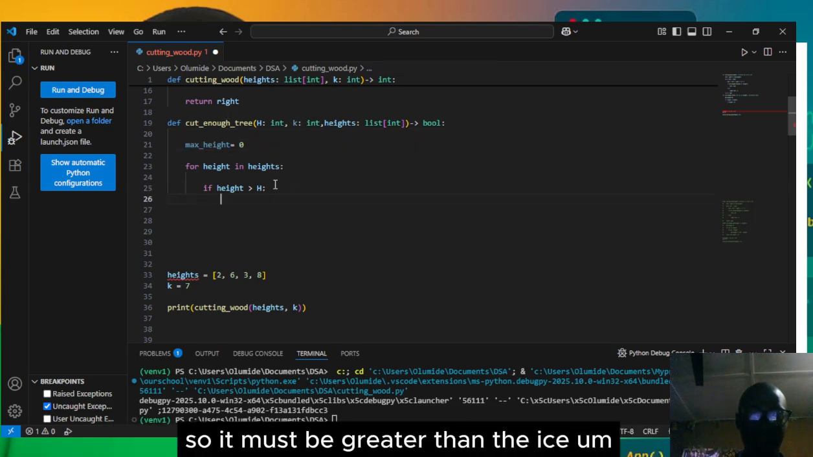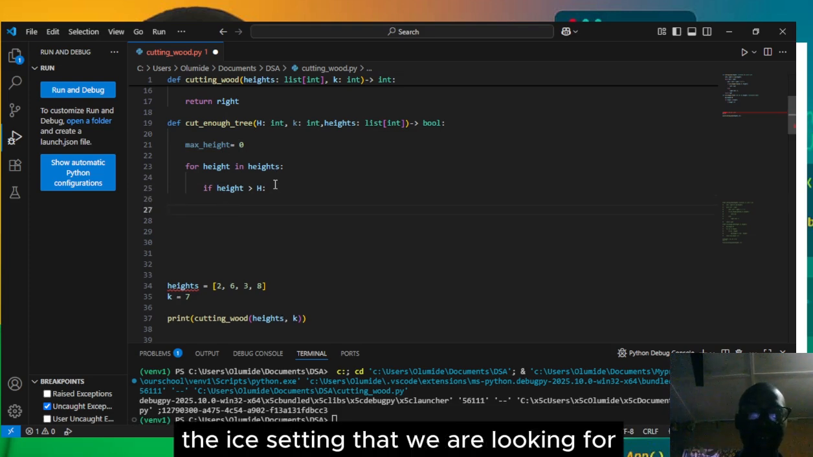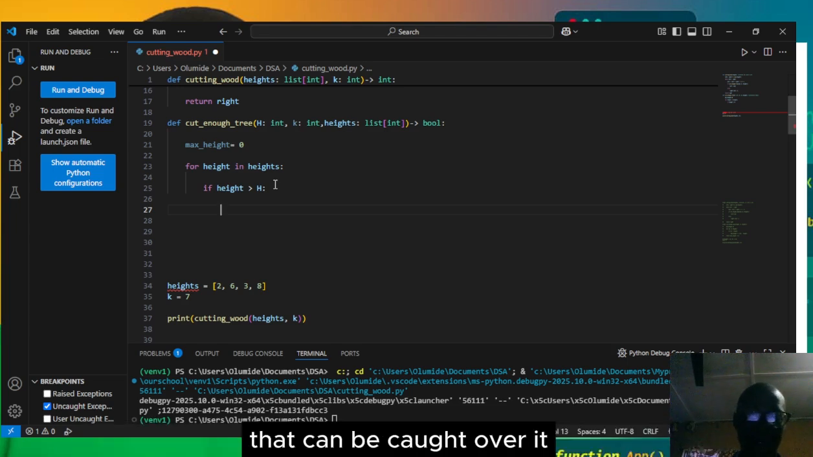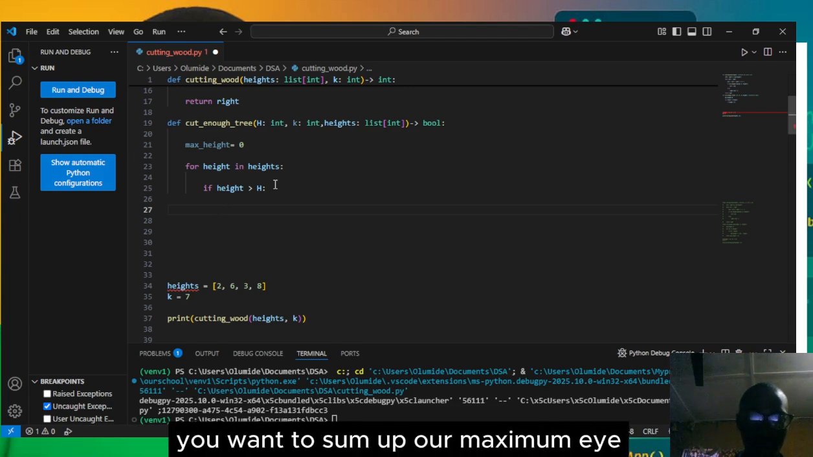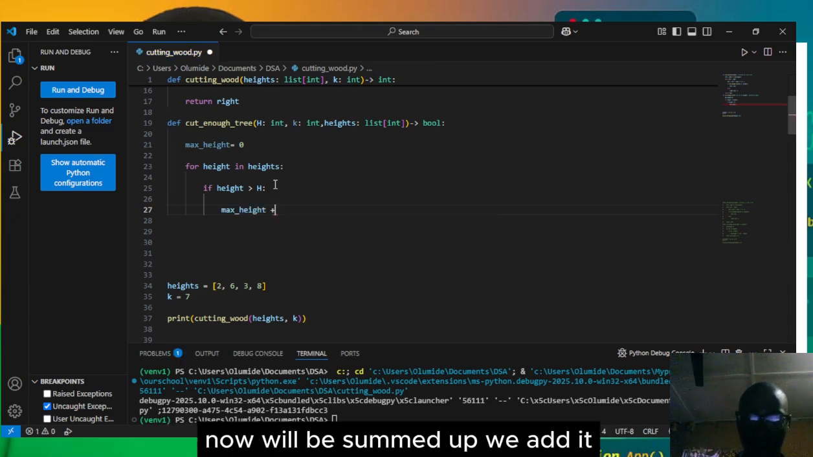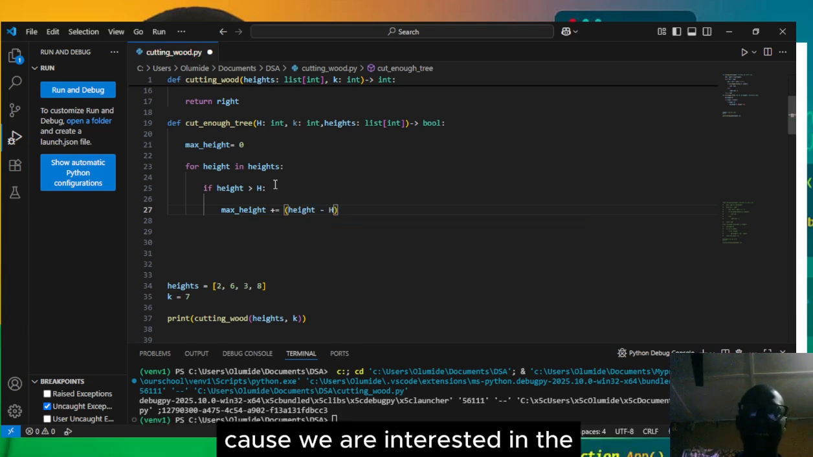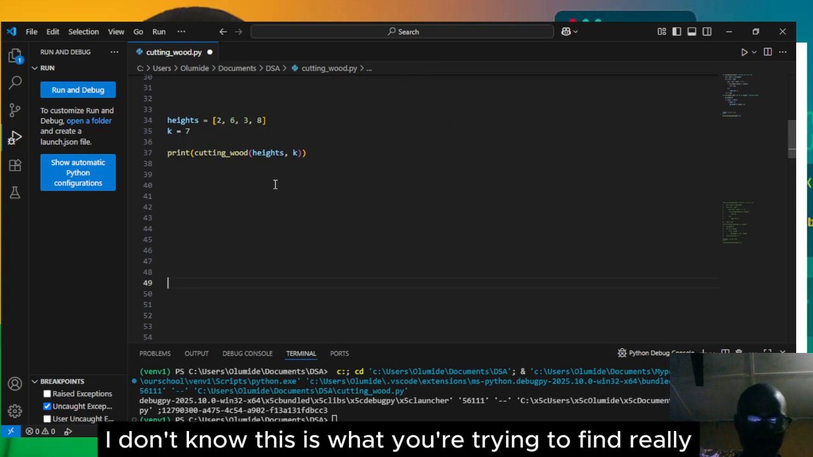So it must be greater than the height setting that we are looking for, so we can effectively get those heights that are above that can be cut over it. So if height is greater than h, what we want to do is sum up our maximum height. The total that we'll be able to cut will be summed up. We add it like height minus h.